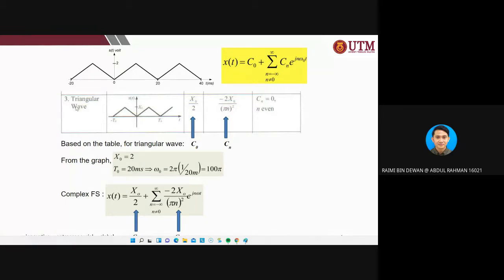And now we know that this is a triangular wave. So we get this triangular wave graph. Here is your C naught, C naught is x naught over 2. Then you refer to the graph. Your C naught is actually what? Your amplitude is 2.